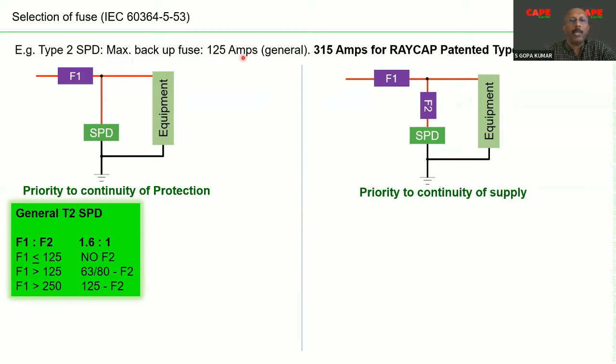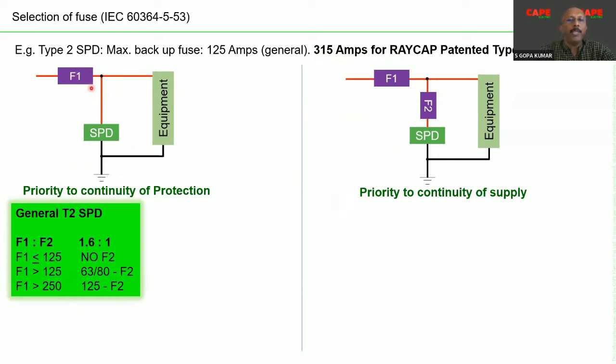fuse, which is actually not applicable for the SPD which we are selling. We are selling SPD Recap from Germany, and those SPDs can go up to a 315 amps backup fuse. Now imagine with the 125 amps backup fuse, F1 is to F2. If F1 is less than or equal to 125 amps, you don't need any F2. If F1 is higher than 125 amps, then you require an F2 of 63 or 80 amps.